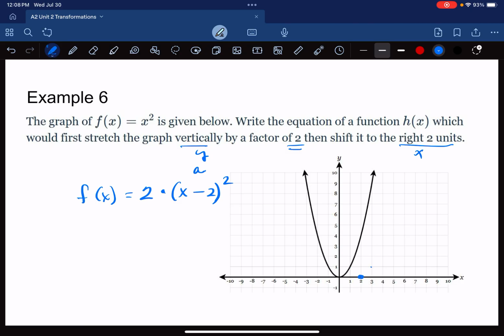So this point would shift right 2, but then double in height. And this point would shift right 2, but double. And so the graph would be steeper. Let me see if I can do a little better here. So the graph's going to get steeper, and it's going to shift to the right. Okay? It's going to grow steeper faster. That's what the 2 does.